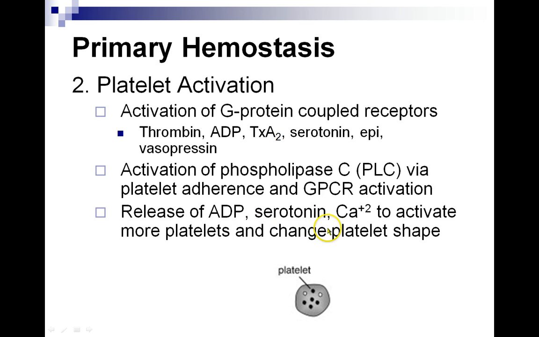And as the ADP and the serotonin and calcium are released, the platelet starts to activate more platelets, and the platelets start to change shape. And this is just a cute little diagram of a platelet with all sorts of granules inside of it containing these substances that we just discussed.